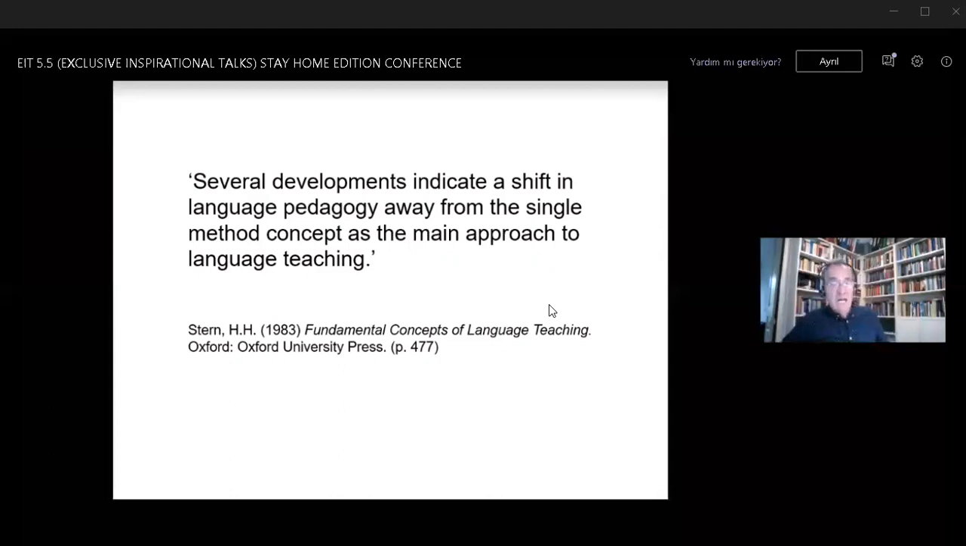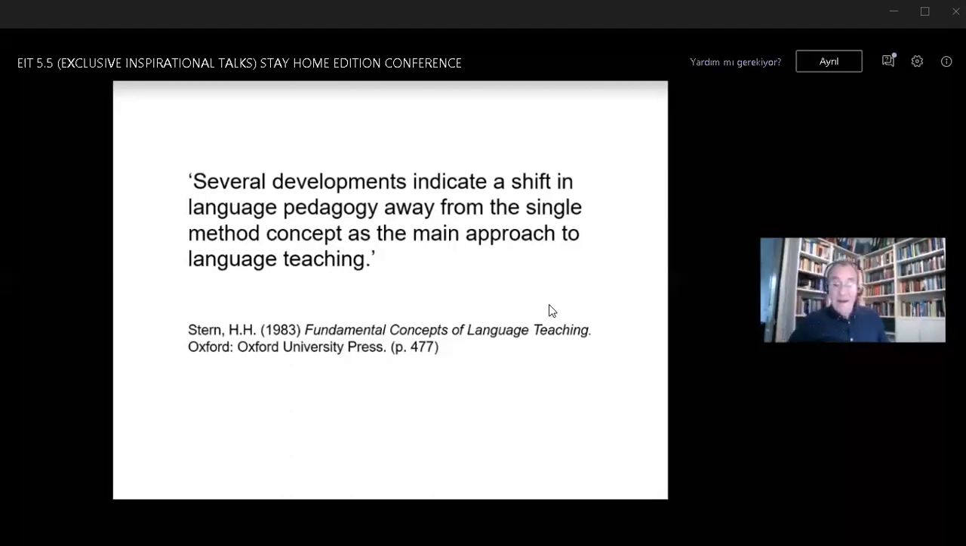And one of the reasons behind that, of course, is because language teaching takes place in so many different kinds of contexts, with so many different kinds of students and teachers, that no single method is going to serve all those different variables.